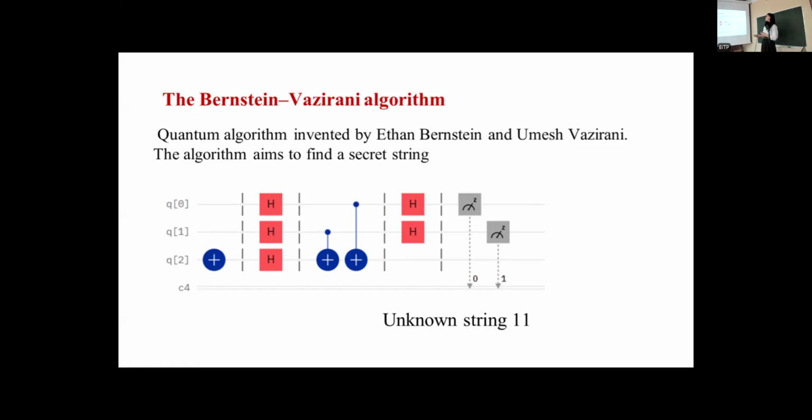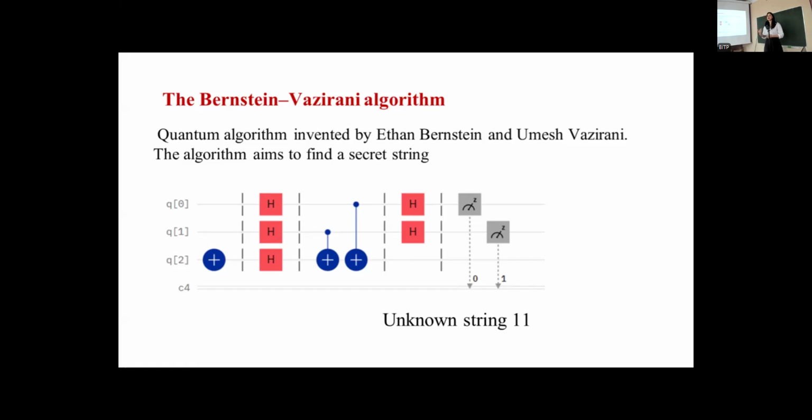The aim of this algorithm is to find a secret string, and the string is made of numbers 0 or 1, and we can have different lengths of this string. In the classical case, for instance, we have the string 0, 1, 0, 1, so we have 4 numbers in the string.